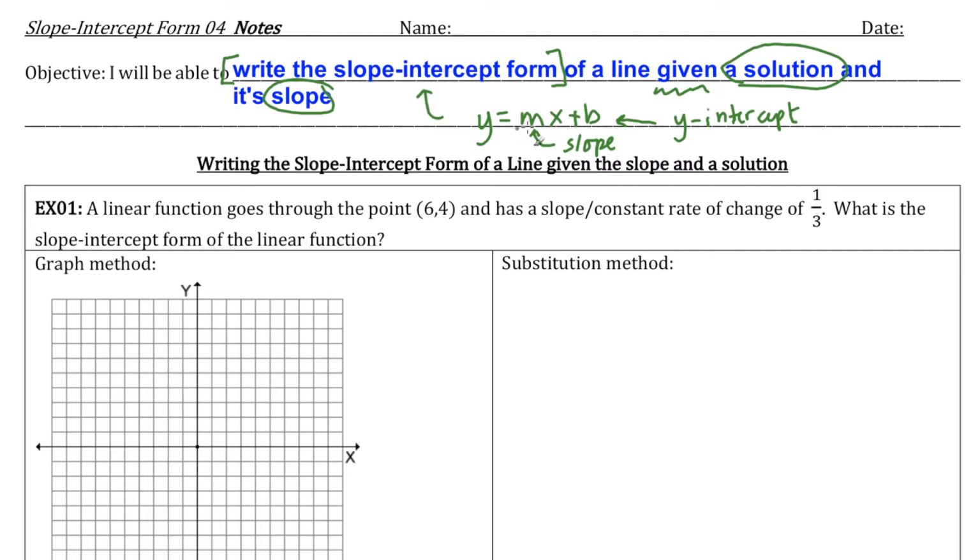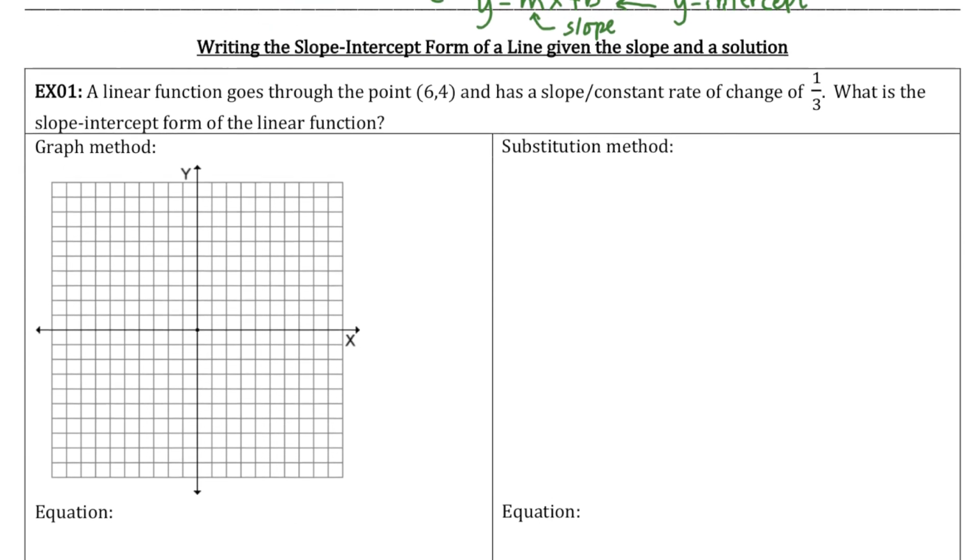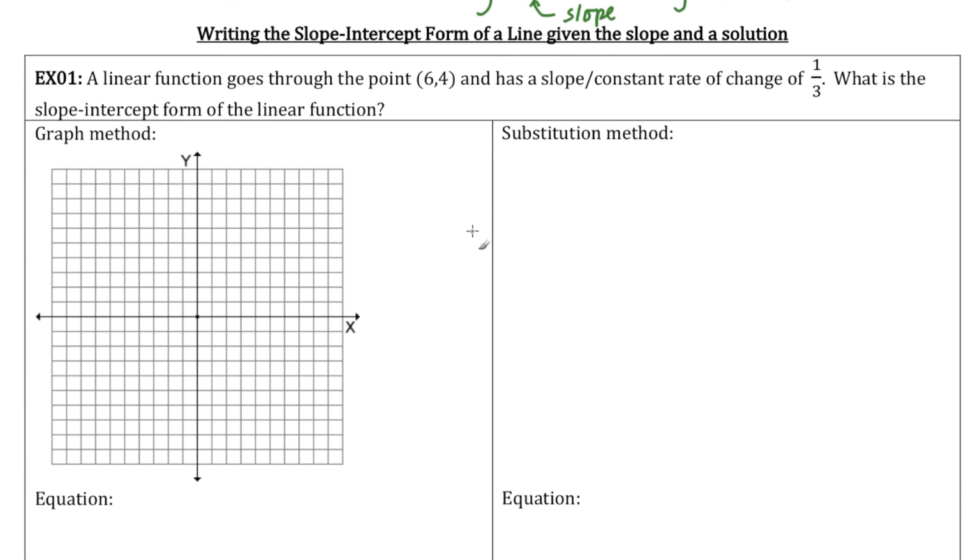So we are going to write y equals mx plus b when we're given information, basically. I'm going to show you two methods. You should get the same answer. They're just two different methods because sometimes you'll have a graph and sometimes you won't have a graph, but you should get the same answer.